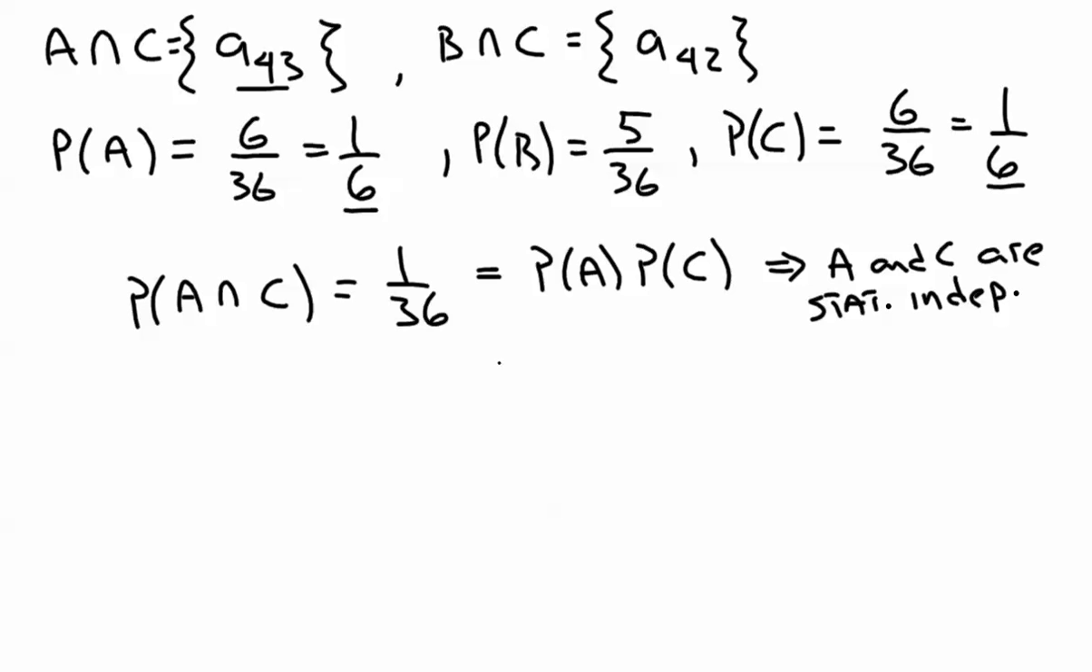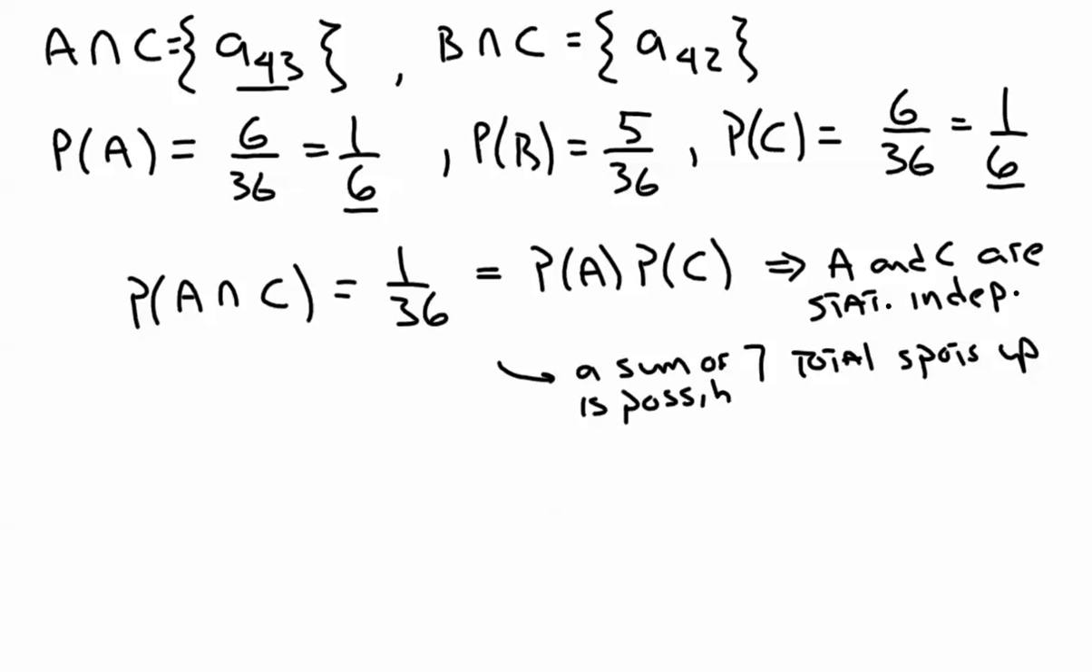So here, a sum of 7 total spots up is possible for any, not and, any value of spots up on die 1.